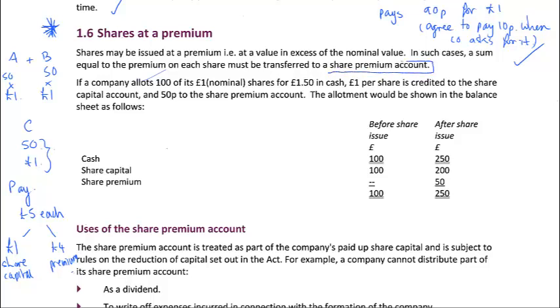And it's very hard to remember this. It goes into the share premium account. So the share premium is recorded in the share premium account. So if a company allots 100 £1 nominal shares for £1.50 in cash, that means we've got £1 is capital, 50p share premium.